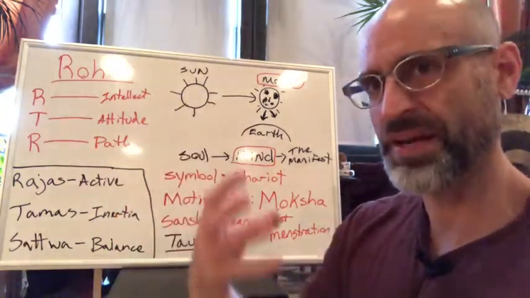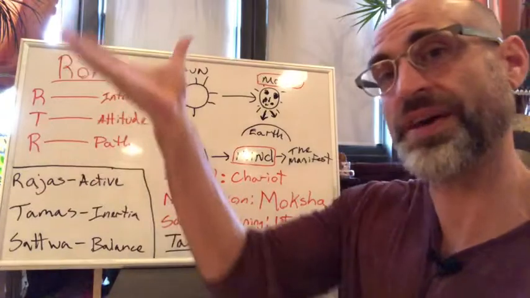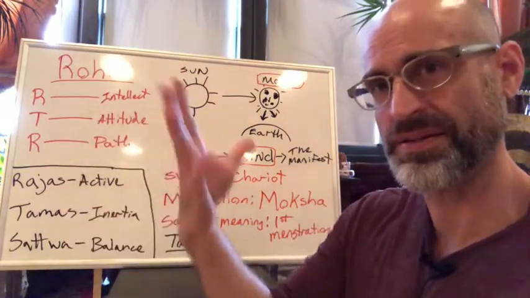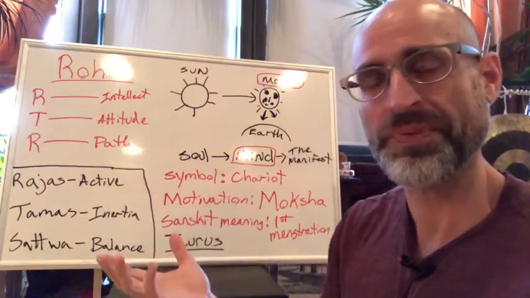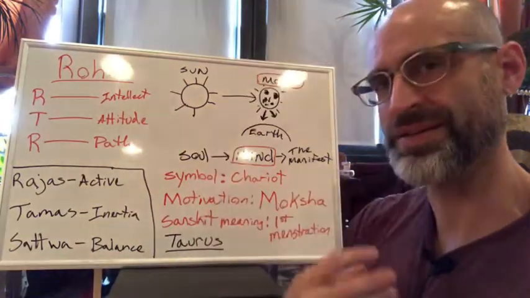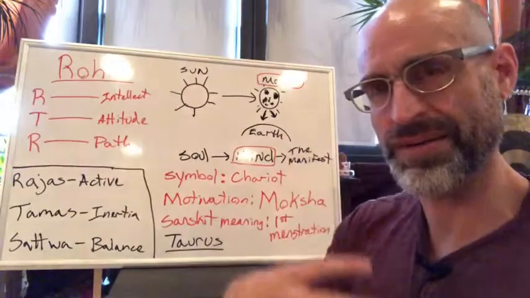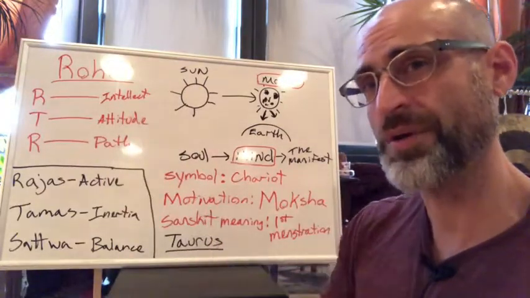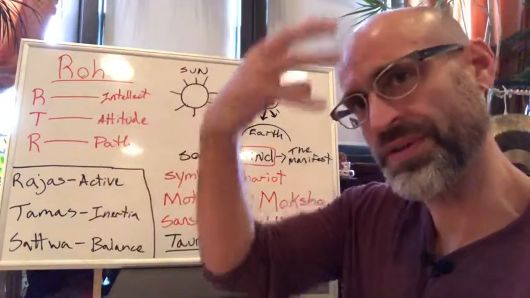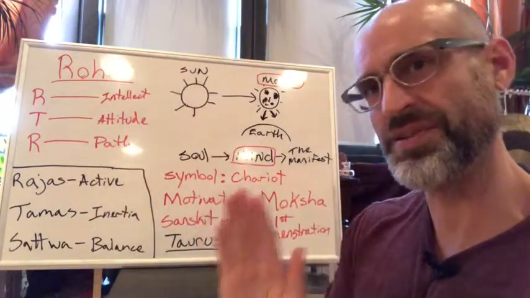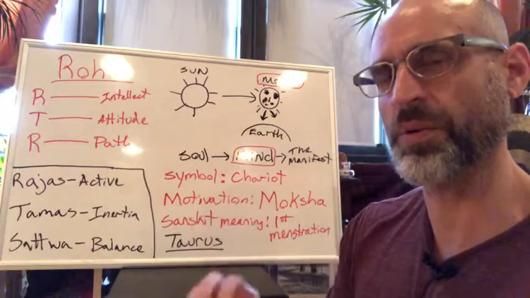So this idea of bringing heaven to earth: what is heaven? Heaven is divine. It's the divine energy of creation, whatever it may be. And so Rohini is this vessel of the divine, because its primary focus in life is this liberation, this moksha. So it's channeling this divine energy, and it needs to do it in a very clear way.